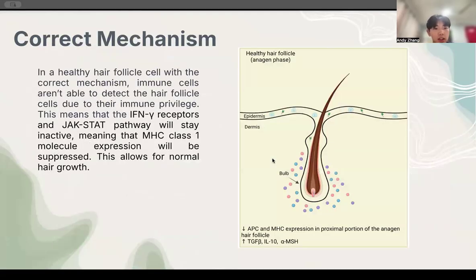So, in the correct mechanism, which is what most normal people have without alopecia, immune cells aren't able to detect the hair follicle cells due to their immune privilege. This means that the interferon gamma receptors and the JAK-STAT pathway will stay inactive, meaning that MHC class 1 molecule expression will be suppressed, which means that the T cells won't be able to detect the hair follicle cells and won't be able to kill them or result in hair loss, which will allow for normal hair growth. And in this diagram on the right, you can see the structure of a healthy hair follicle.